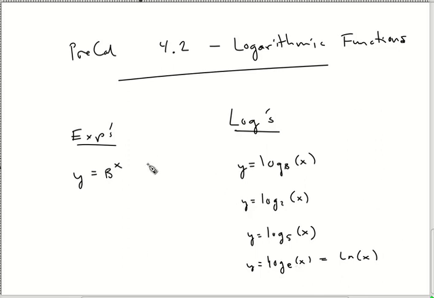Now, they're kind of similar. They're not the same, but they're similar. They're actually inverses of one another. And how do we work this inverse stuff? Well, you switch x and y, move to the other side, and solve. But I'm going to do it a lot quicker.